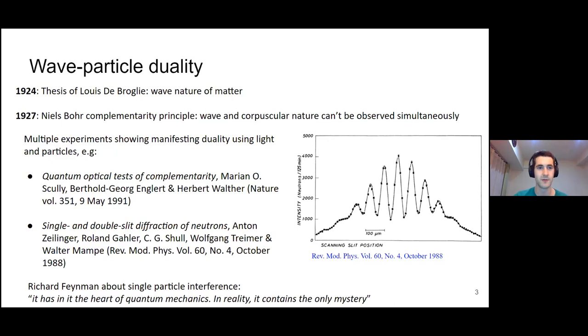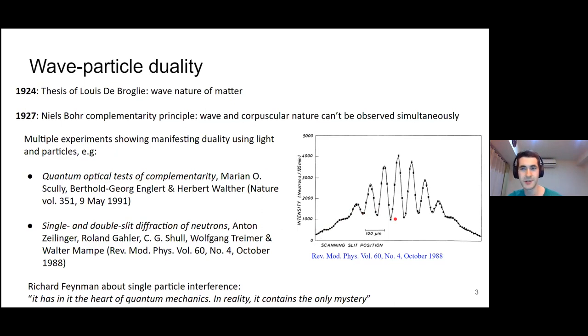Then in 1927, Niels Bohr gave his complementarity principle, saying basically that wave and corpuscular characteristics of an object cannot be observed at the same time. And through history, many experiments showed those phenomena, and usually those experiments use interference to show the wave characteristic of an object. Here, for example, you have two examples of experiments making interference with single photons and single neutrons. This is the result with neutrons. You can see that there is interference in the arrival position of single neutrons. And a low curve here means that we observe fewer neutrons in that place.